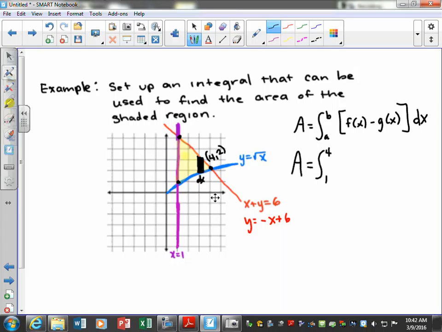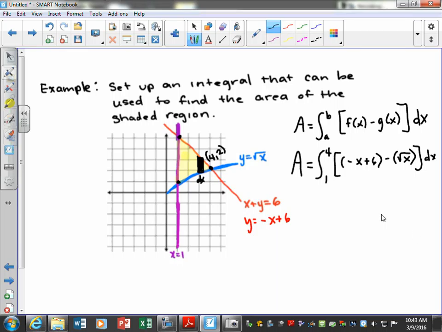Okay, if I want to make myself a note, this one is considered your upper boundary, and this blue one is your lower boundary. So we want to do the upper boundary minus the lower boundary. So we would write that. The upper one is negative x plus 6, that's this red line. Remember, it's solved for y equals, so it's just negative x plus 6 minus the blue one, which is what? Square root of x dx.